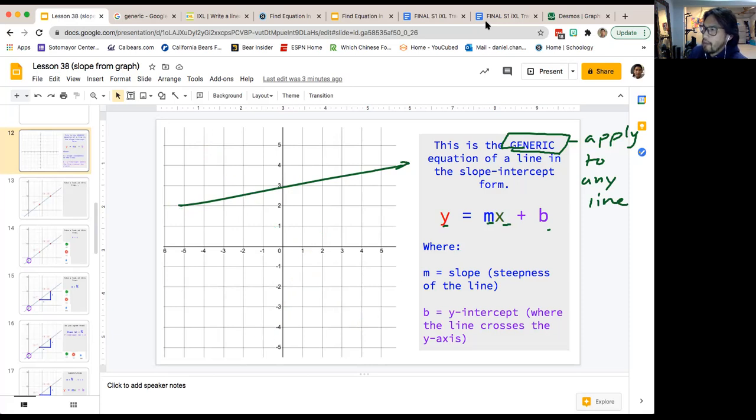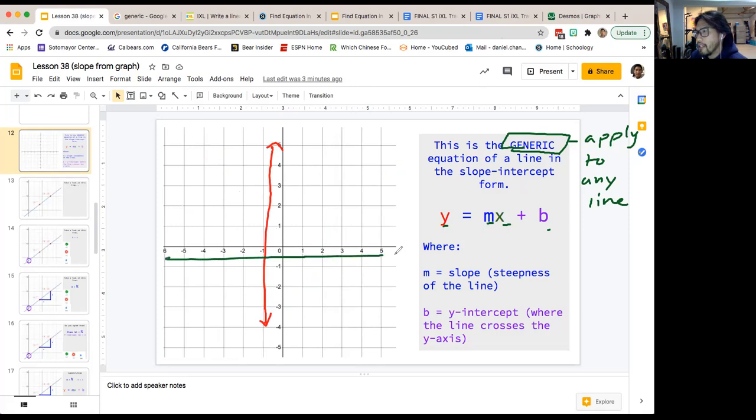So y equals mx plus b, y refers to the y coordinates going up and down, right? So that red y means your y values going up and down. The x, you see in green, refers to the x values going left and right, horizontal. The letter m is the slope of the line. That's its steepness. And the letter b refers to the y-intercept, which is where a line will cross the y-axis.